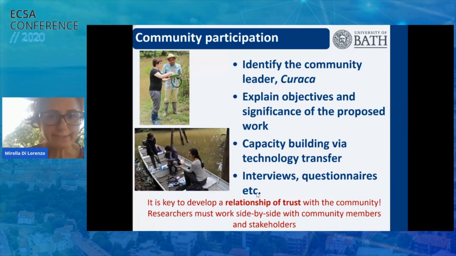So there is a leader in these indigenous communities around the Amazon, and the leader is called Kurasa. So we need to, first of all, communicate with the Kurasa. We need to talk to him, and we had to explain to him what our mission was and what we wanted to do. Then there was a meeting with the key representatives of the community, where, once the Kurasa accepted our presence in the community, the Kurasa then explained to the community representatives our role and the significance of our work.